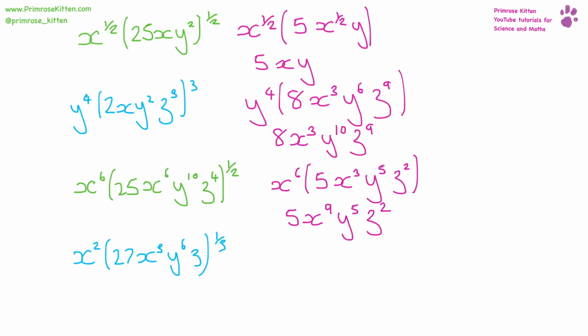Simplify x squared, open brackets, 27x cubed, y to the 6, z, close brackets, to the power of 3. So I have x squared, sorting out the brackets, 27 to the power of a third. It's like saying the cubed root of 27. The cubed root of 27 is 3. x to the 3 to the power of a third is x. y to the 6 to the power of a third is y squared, and then z to the power of a third is just z to the power of a third, giving us 3x cubed y squared z to the third.